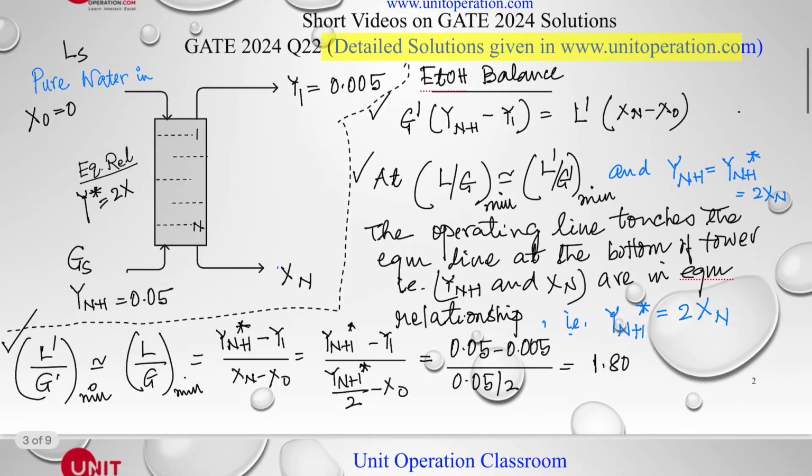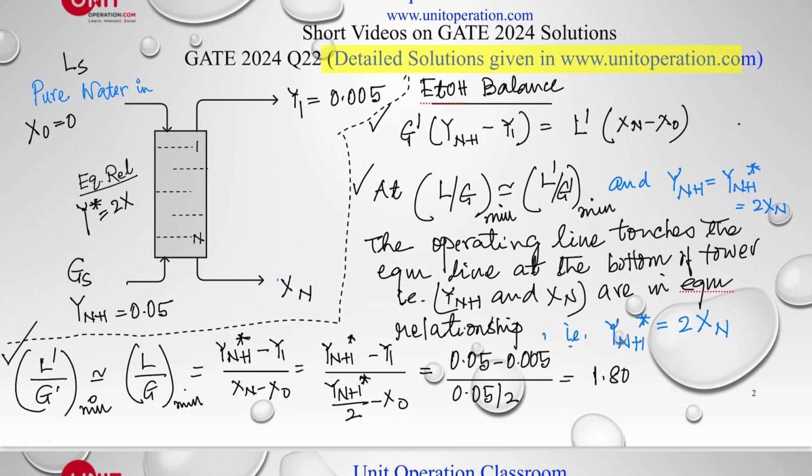We find out the minimum water flow. That part is easy. We know the ethanol balance can be done according to this relationship here. And we know when the water flow is minimum, that means L over G is minimum. For a dilute solution, we can say L'/G' minimum is when the operating line meets the equilibrium line at the bottom of the tower. That is, these two are in equilibrium.